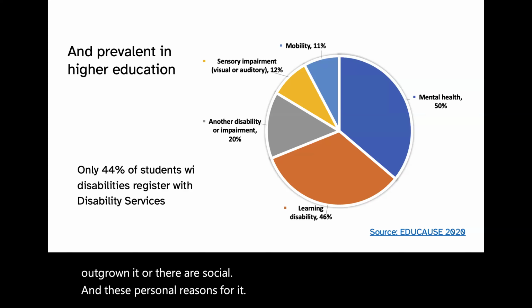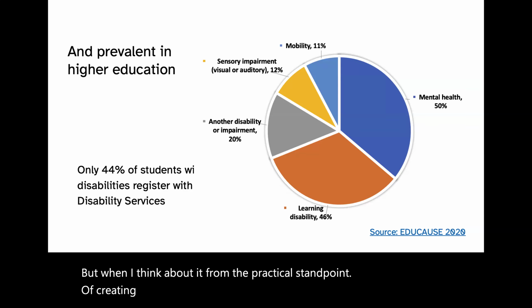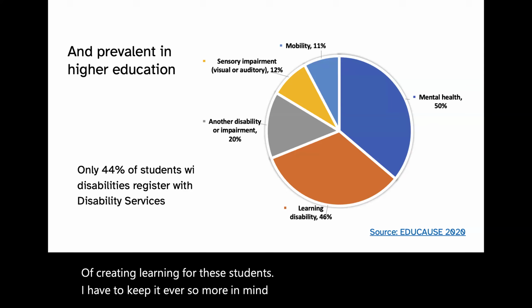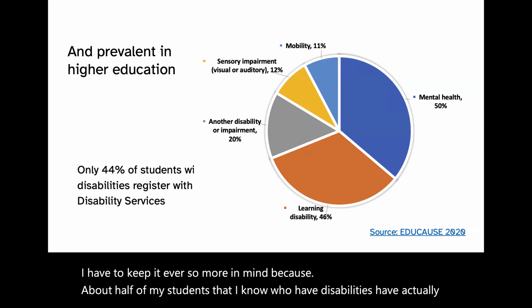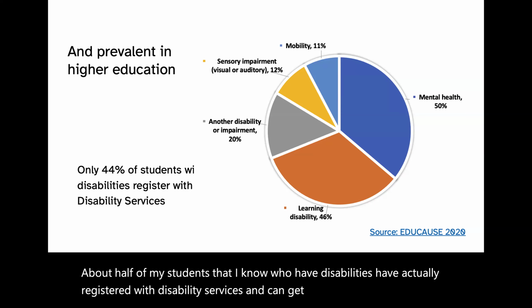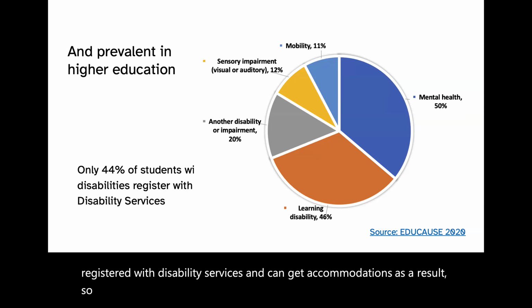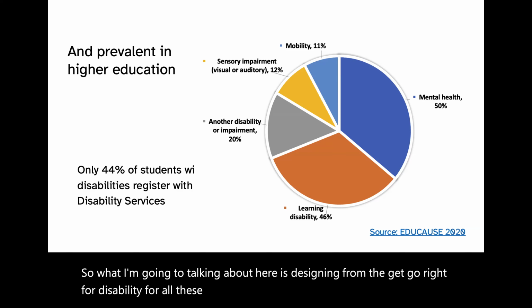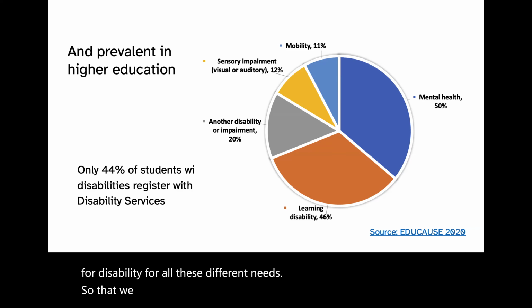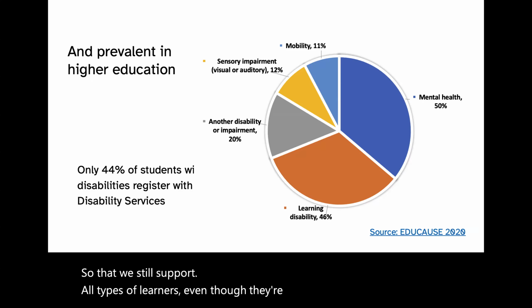But when I think about it from the practical standpoint of creating learning for these students, I have to keep it ever more in mind, because about half of my students who have disabilities have actually registered with disability services and can get accommodations as a result. So what I'm talking about here is designing from the get-go for disability, for all these different needs, so that we still support all types of learners, even though they're not registered and they're not asking for accommodations.